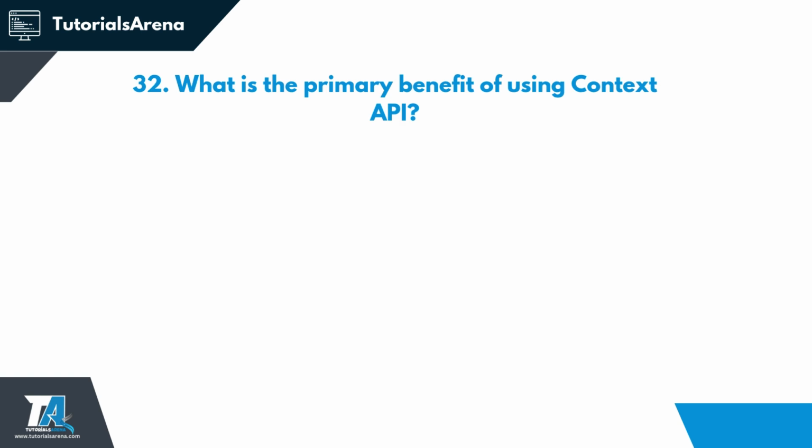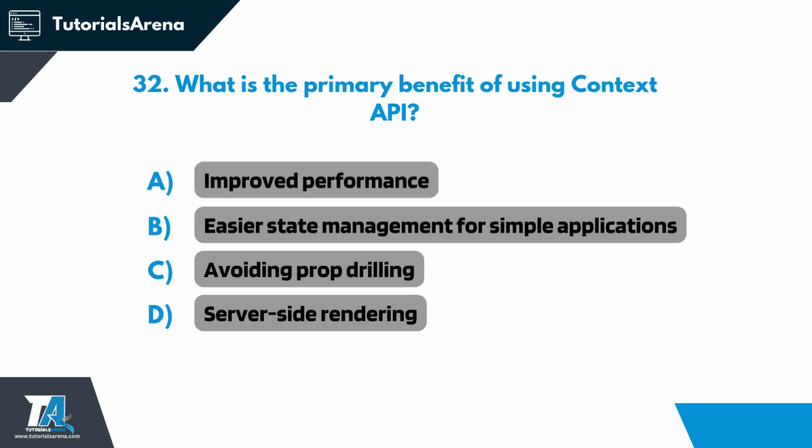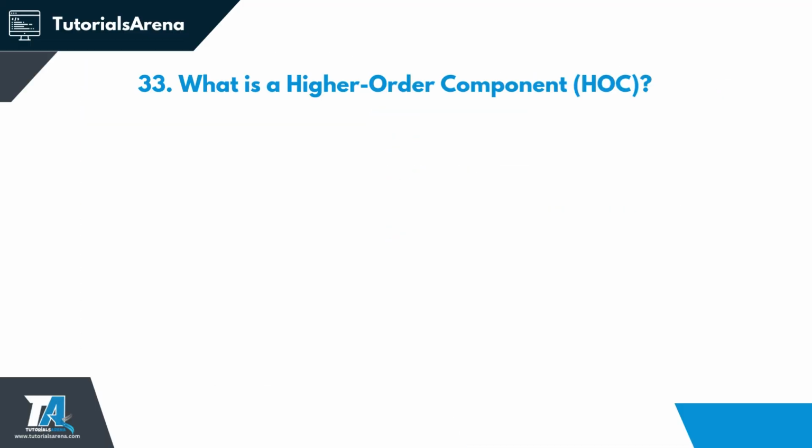Question 32. What is the primary benefit of using Context API? The options are option A, improved performance, option B, easier state management for simple applications, option C, avoiding prop drilling, option D, server-side rendering. The correct answer is option C, avoiding prop drilling. Moving on to the next question.